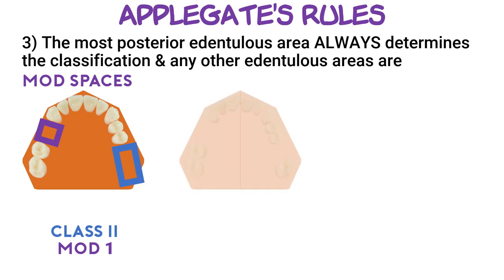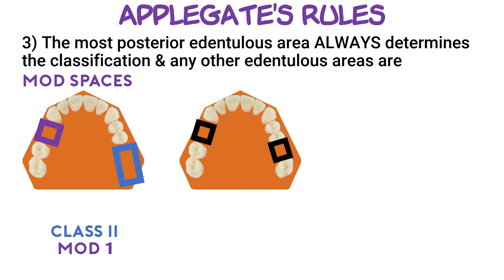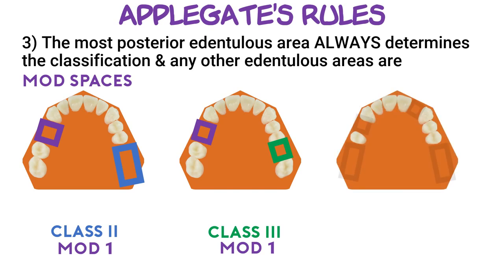In this example, again, we have 2 edentulous spaces, but we'll take the one that's more posterior and classify it according to that. So this one is Class 3 Mod 1. Here we have a bilateral posterior edentulous space, which will make this a Class 1 Mod 2.